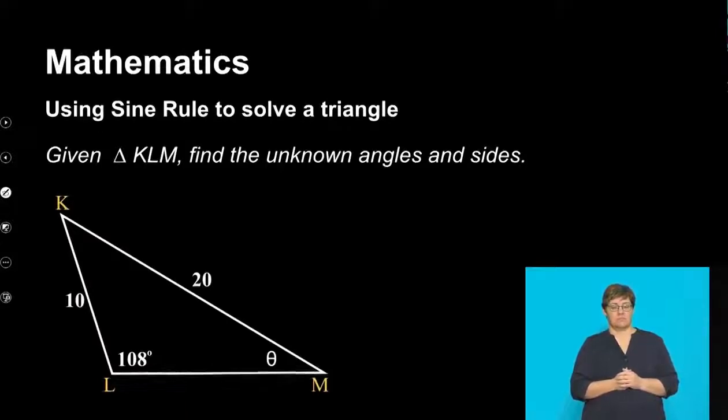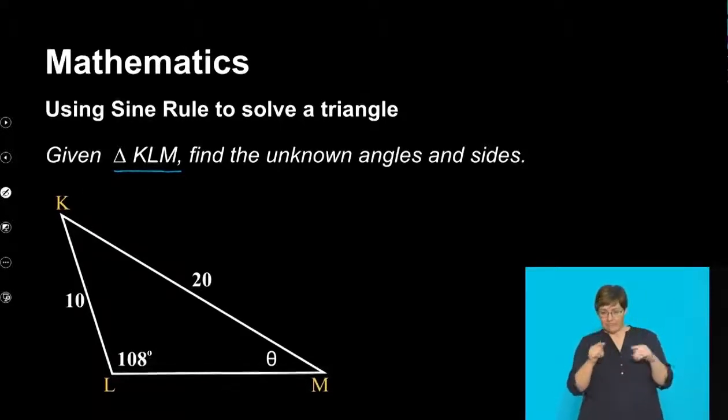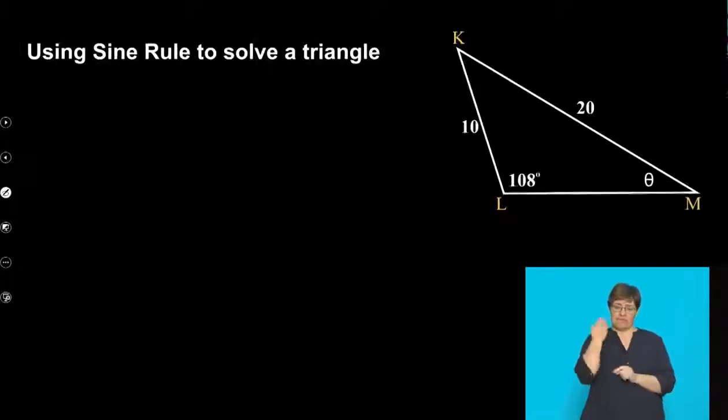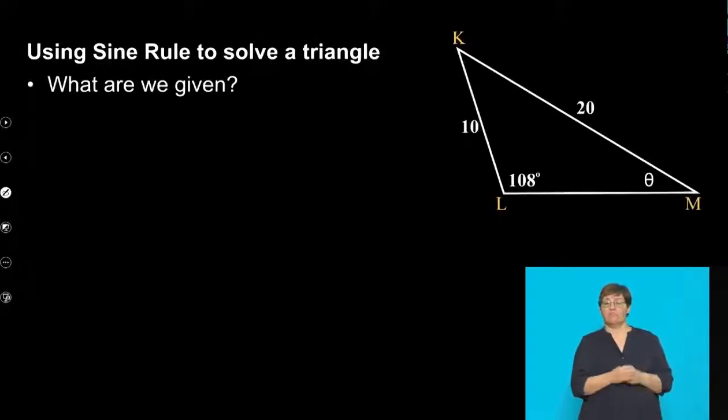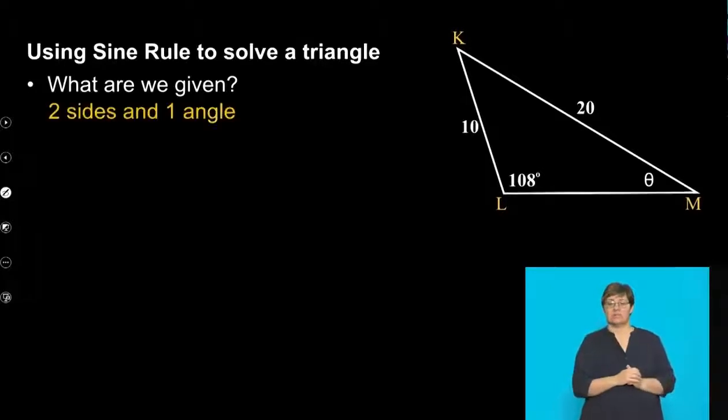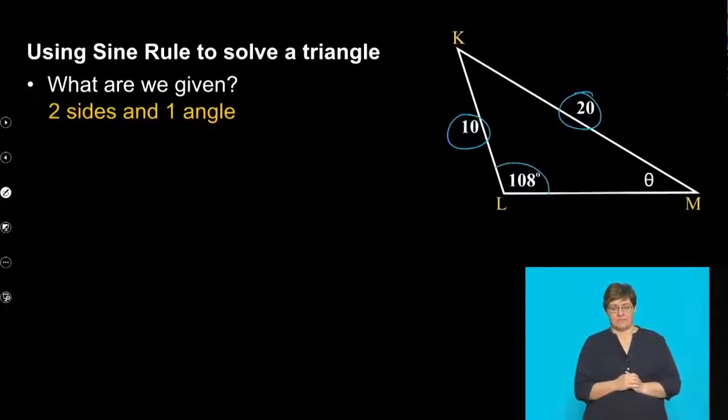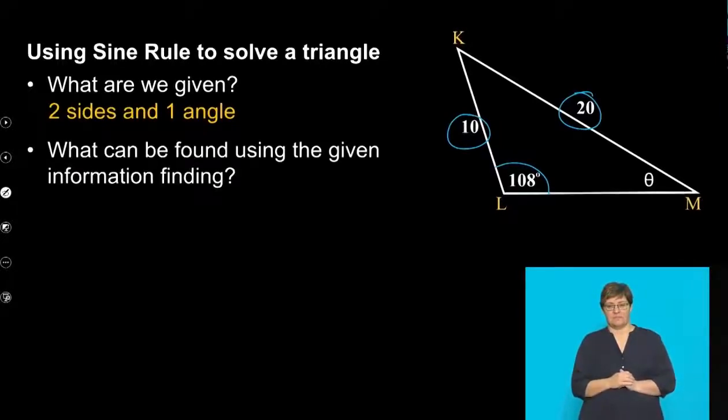So here's triangle KLM, and they want us to solve the triangle. They want us to find all the missing angles and sides. So we have to ask our questions again like we did earlier. First question, what are we given? We're given, again, two sides and an angle.